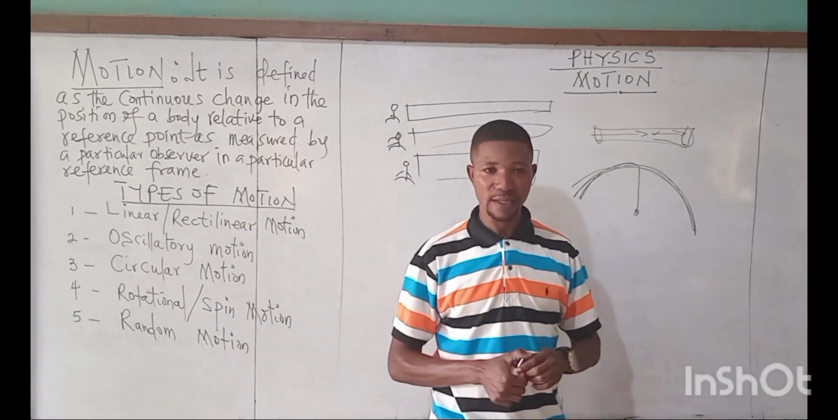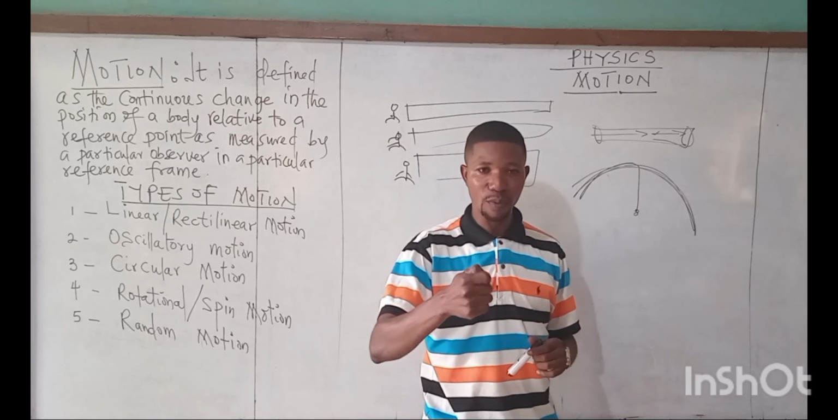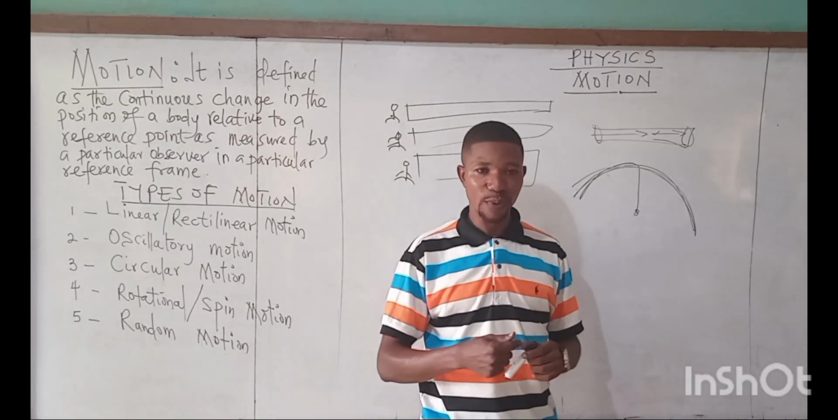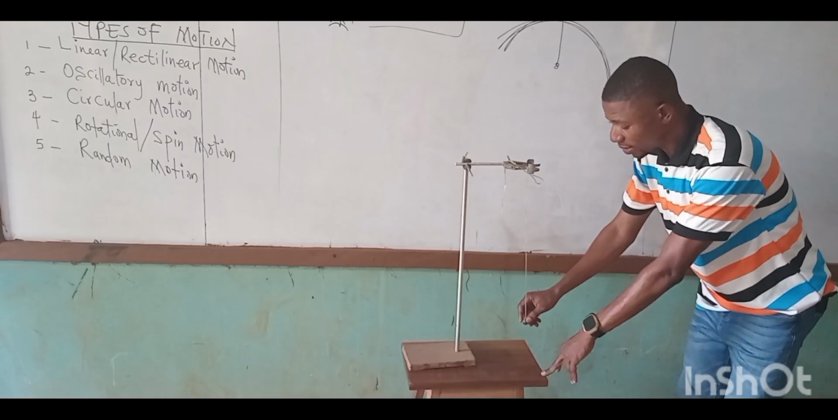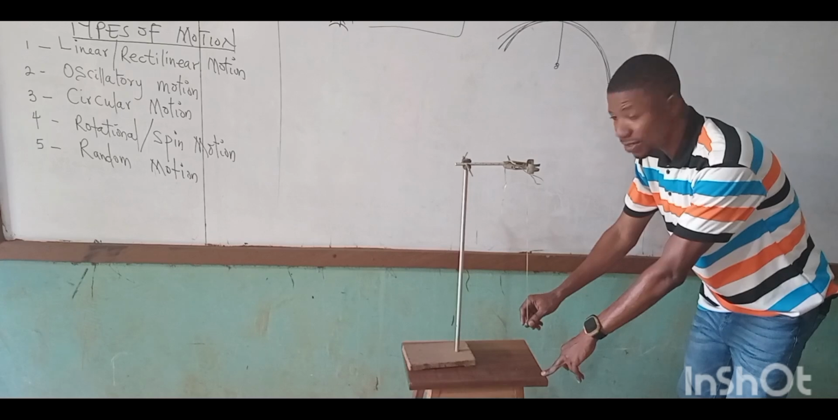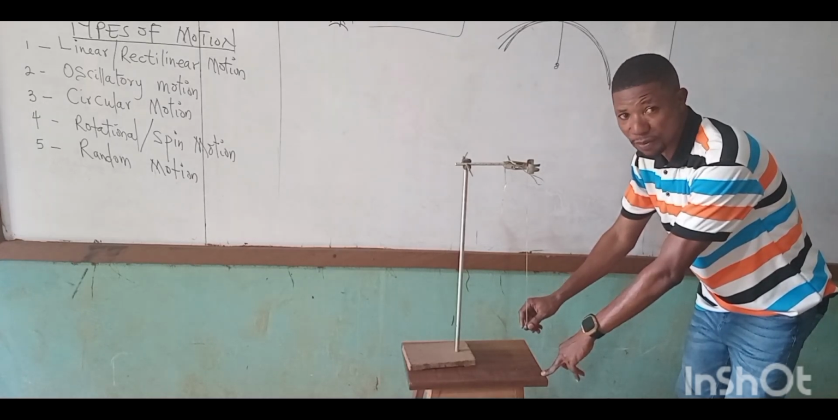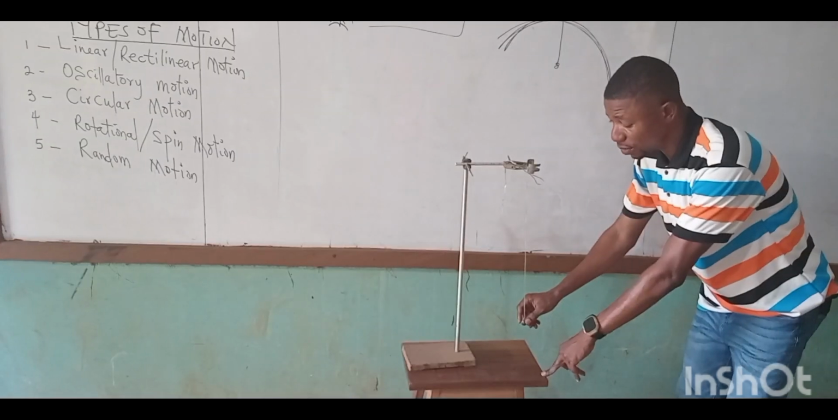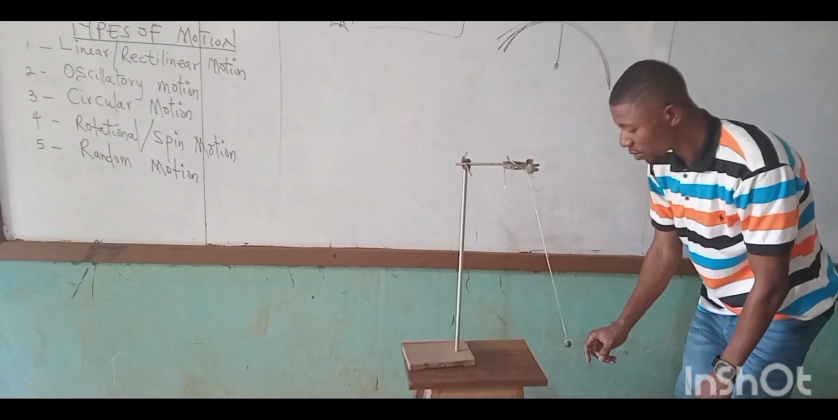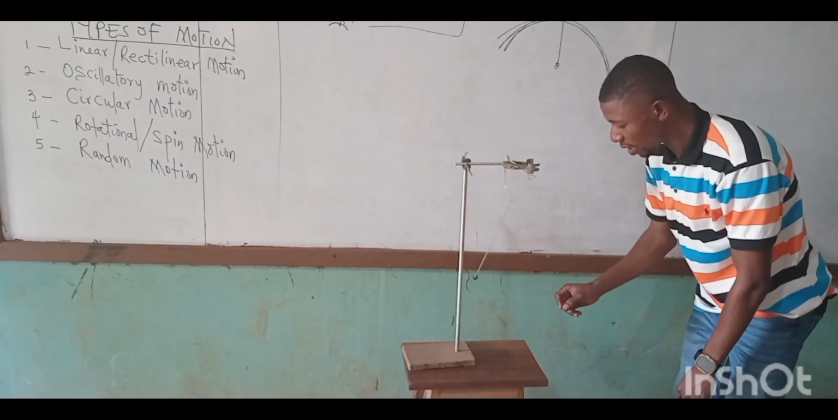Another example is a simple pendulum. The behavior of a simple pendulum is an example of oscillatory motion. So you can see the simple pendulum here. As said earlier on, the simple pendulum is an example of oscillatory motion, since it's a to and fro type of motion as earlier defined. So you can see that it goes and comes back, goes and comes back this way. That is the oscillatory nature I was talking about.